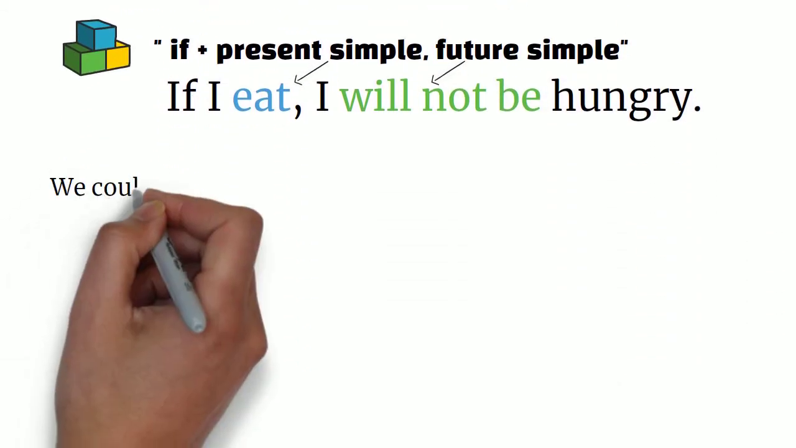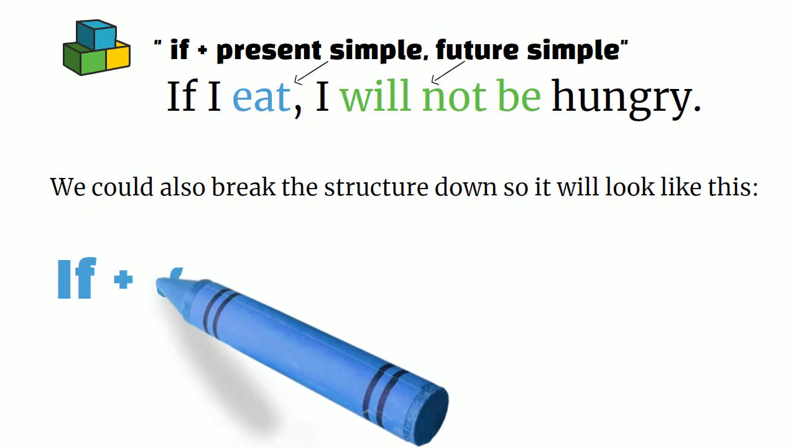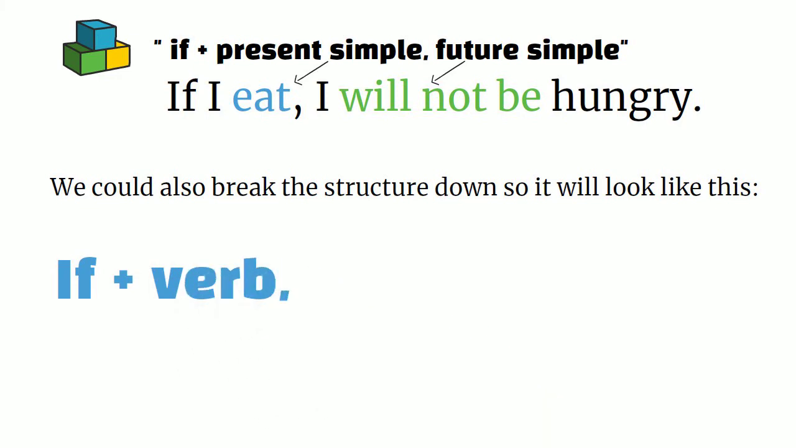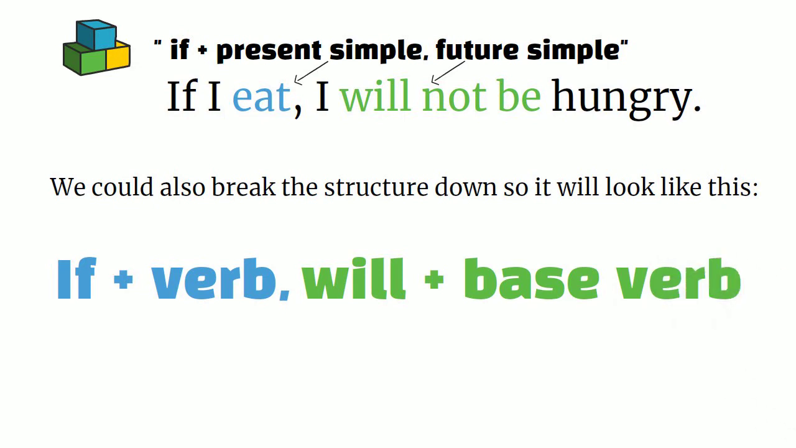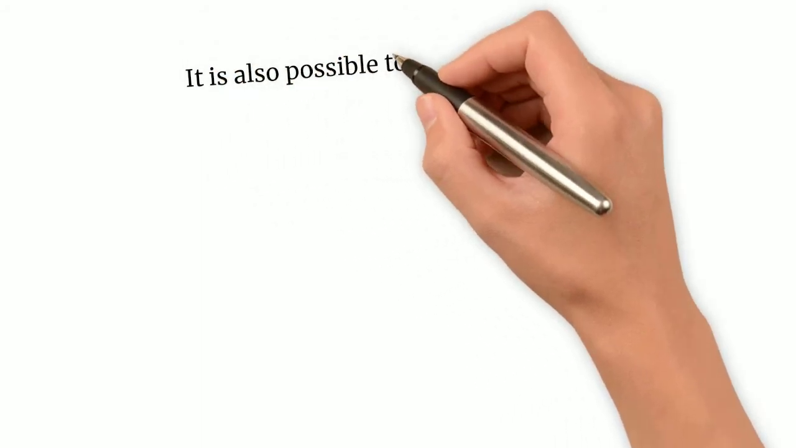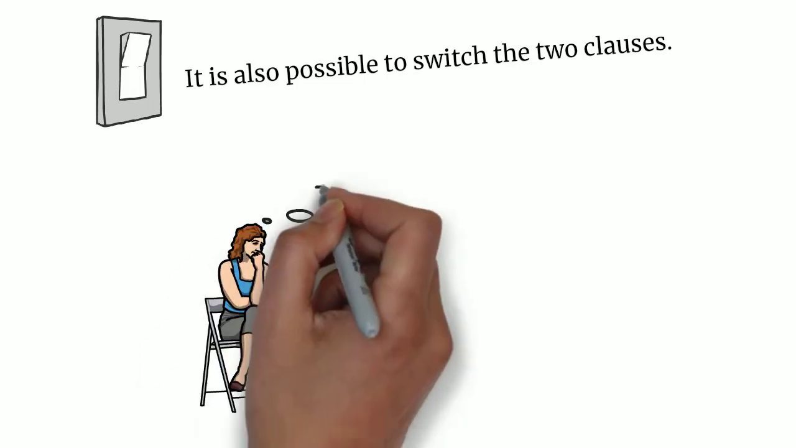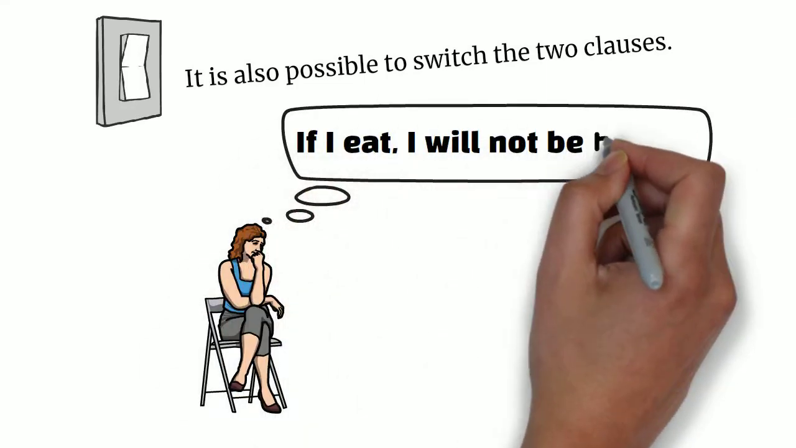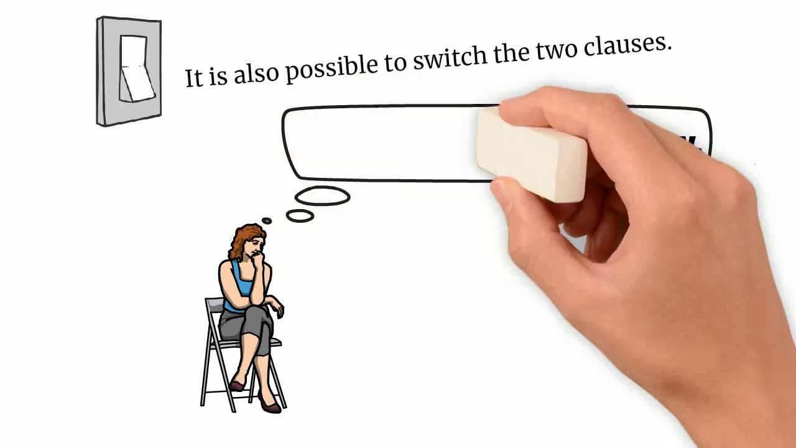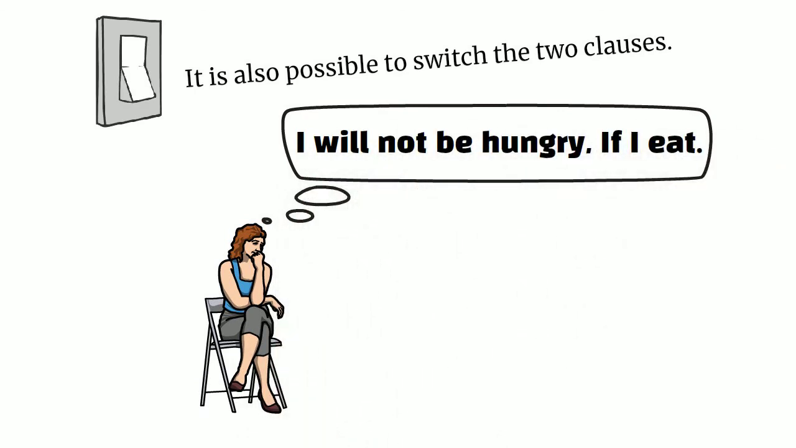We could also break the structure down so it will look like this. If plus verb in the if clause and will plus base verb in the main clause. The other words like I or hungry are there to complete the sentence. It is also possible to switch the two clauses. So instead of if I eat, I will not be hungry, you could say I will not be hungry if I eat.